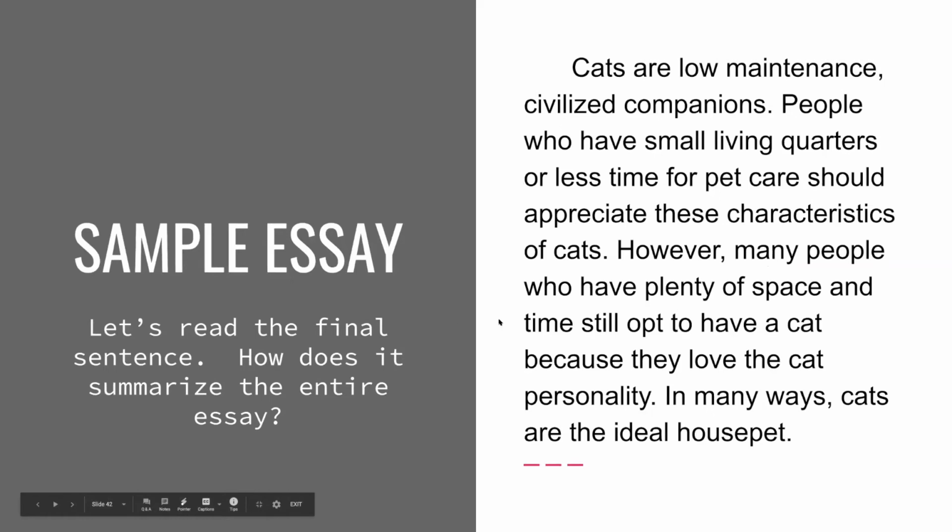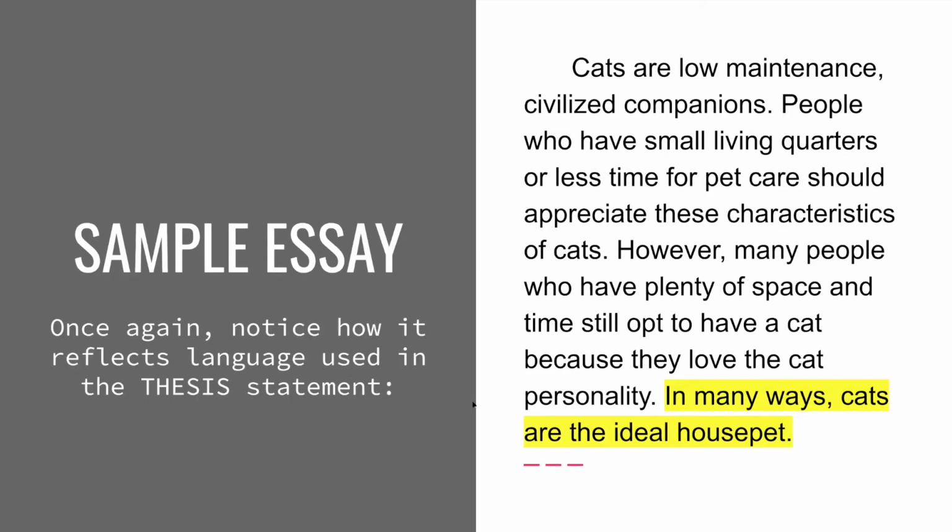So again, if you notice, this is the conclusion again. Let's look at that last sentence. The very last sentence, notice what they said. In many ways, cats are the ideal house pet. So again, basically what the writer has been doing for this whole essay has been explaining to us, showing us how cats are the best house pet. They're the ideal house pet. This one sentence summarizes all of the information that the writer said in the whole essay.